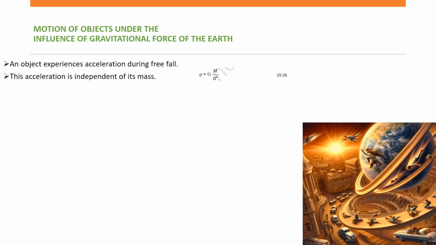So what is the formula? Look at it. That's the formula. It's very evident from the formula itself, right? What is acceleration due to gravity? g is equal to capital G into M by r square.